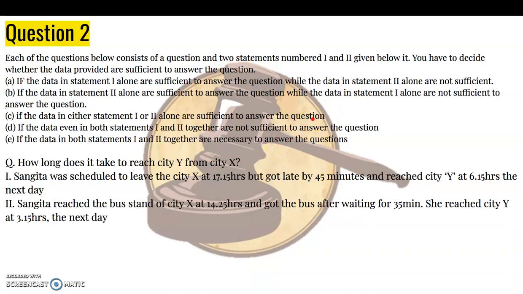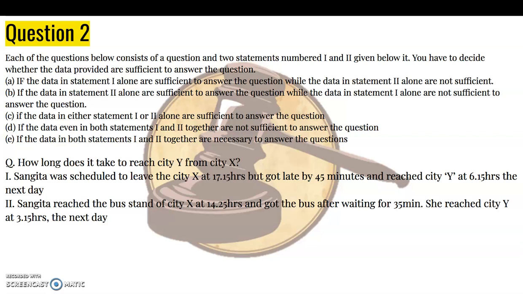Now we come to question number 2. How long does it take to reach city Y from city X? So let's read statement 1. Sangeeta was scheduled to leave the city at 17:15 hours, got late by 45 minutes and reached city Y at 6:15 the next day.